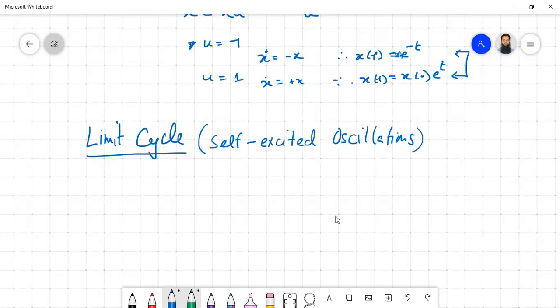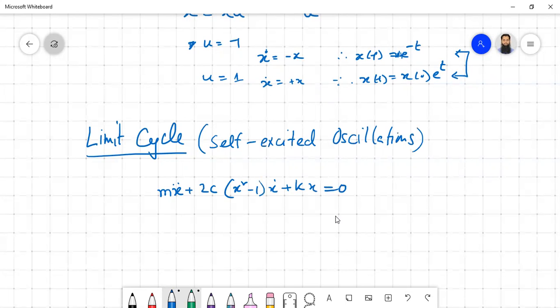One of the common examples of this self-excited oscillation is the Van der Pol equation. The scientist Van der Pol actually invented this one. So this is m x double dot plus 2c (x square minus 1) x dot plus k x equals 0.